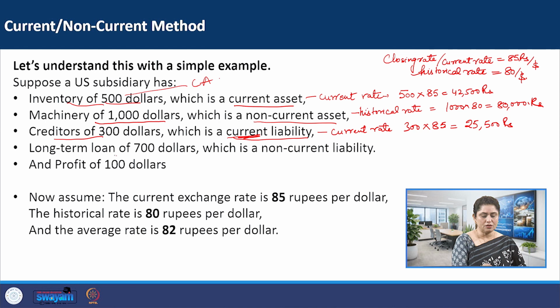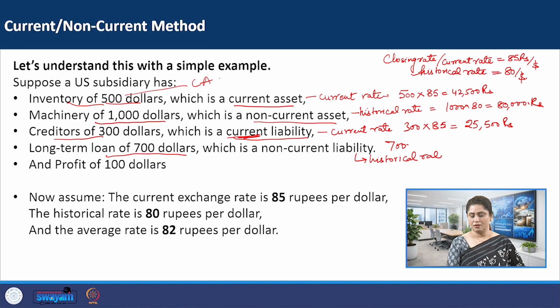Now let's talk about the long term loans. This is not a current loan, it is a long term loan, and hence it is a non-current liability. So how much is it? It is 700 and it is going to be converted at the historical rate. So this is going to be 700 into 80, and hence what do we have here? We have here 56,000.